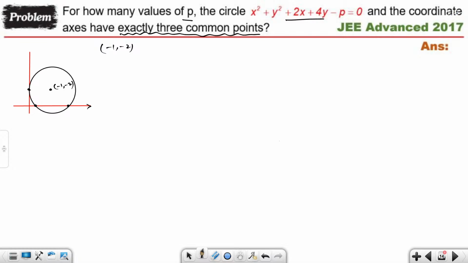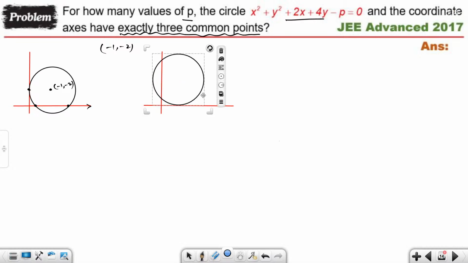Yes or no? Yes. What can be the other cases? The same thing can be done with the y-axis also. Now it is intersecting the y-axis at 2 points and touching the x-axis. In this case also, we are getting exactly 3 common points. Am I correct?